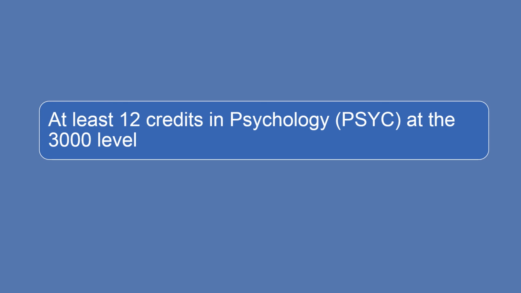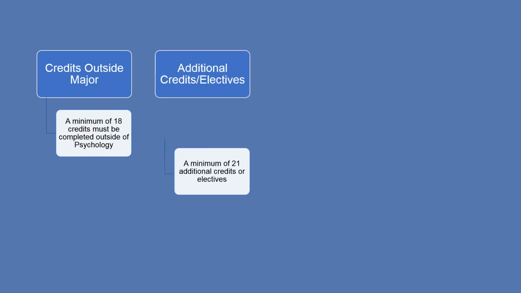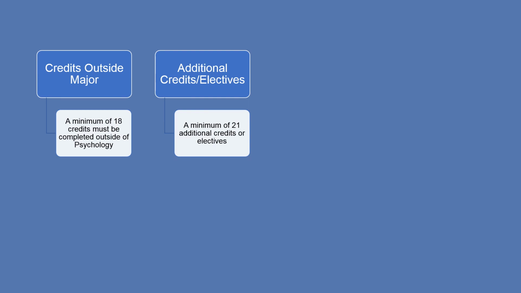the study of psychology. In addition to general education and major requirements, you will also be required to take credits outside the major. You will need to complete a minimum of 18 credits outside of psychology. You will also need to complete 21 credits of additional credits or electives in order to reach an overall total of 90 credits for your degree.